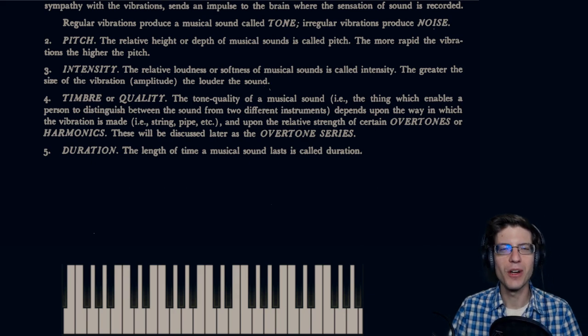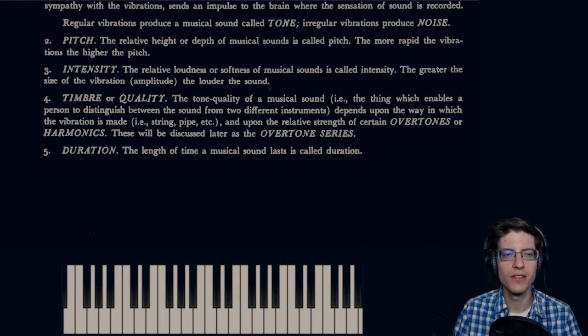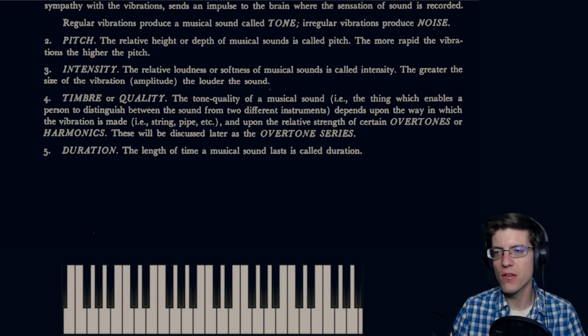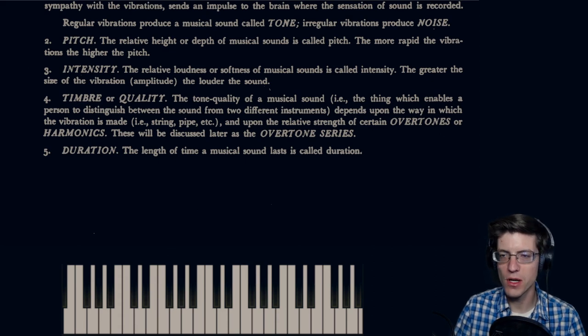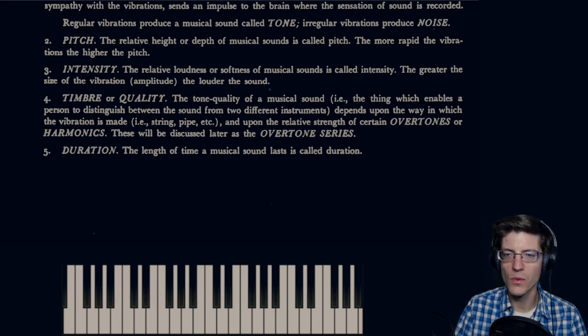Moving on to the next thing, which is timbre, and it's not timber. Yeah, we're not felling a forest here. This is timbre, or quality. The tone quality of a musical sound, i.e. the thing which enables a person to distinguish between the sound from two different instruments, depends upon the way in which the vibration is made, could be a string, pipe, etc., and upon the relative strength of certain overtones or harmonics. This will be discussed later as the overtone series.